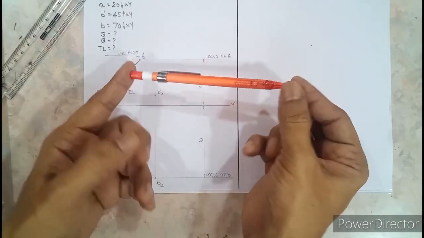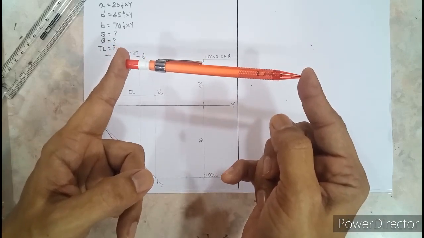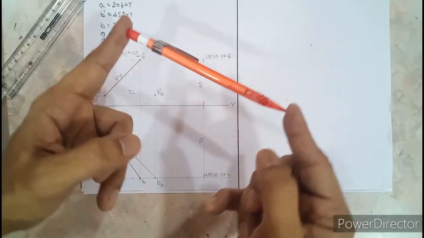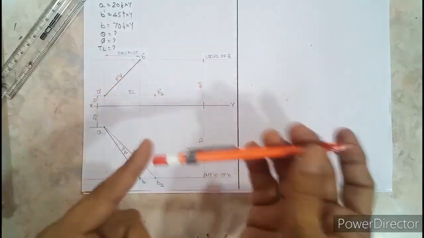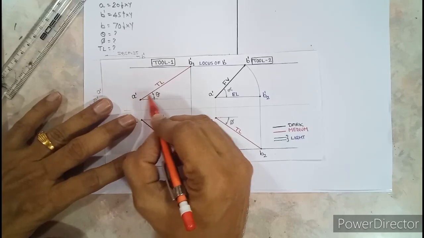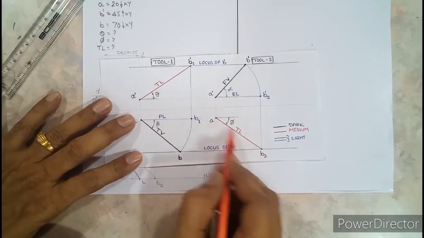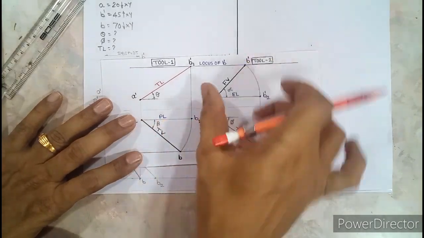So the conclusion is, given a line, its length is not going to change. Its true length is not going to change in front view or top view. The true length is going to remain the same. So the concept over here is, the length of this line A dash B1 dash has to be equal to the length of the line AB2. Not in the tool, because in the tool you have not taken any measurements.